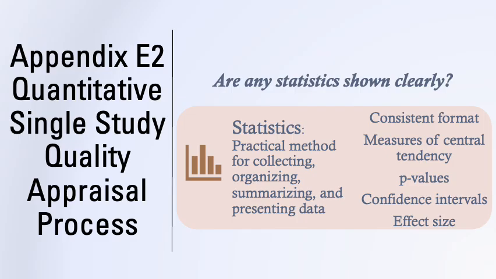The seventh and final quality appraisal question for the results and findings section of a quantitative study asks, are any statistics shown clearly? Remember, statistics is a practical method for collecting, organizing, summarizing, and presenting data. Any statistics that are presented should relate directly back to the original study question. When reporting statistics to enhance clarity, the researchers should follow a consistent format. The clear presentation of statistics also requires that both descriptive and inferential statistics be presented. At a minimum, measures of central tendency, p-values, confidence intervals, and effect sizes should be reported for all outcomes measured.